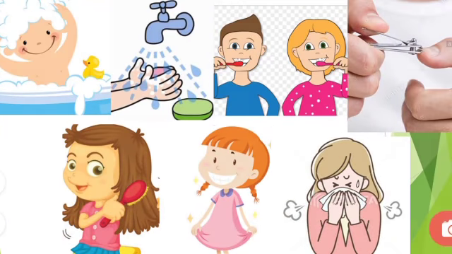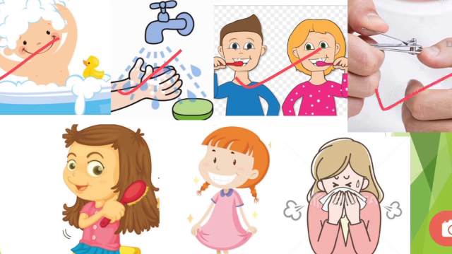In the first picture, you can see that we should take a bath regularly to remove dust, sweat and dirt from the body. Next, we should wash our hands before and after using the toilet, before and after having meals, and after touching animals, dustbins and wounds to prevent germs from spreading. The third picture shows we should always brush our teeth twice daily.